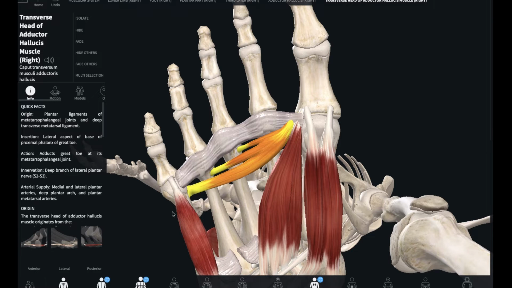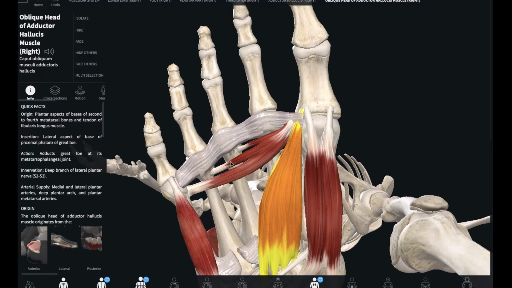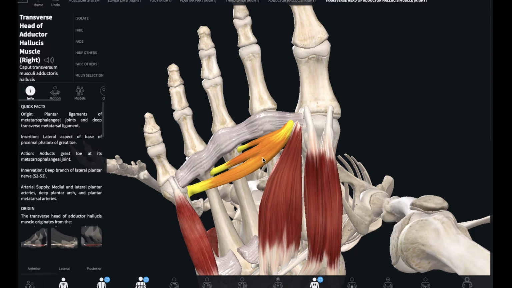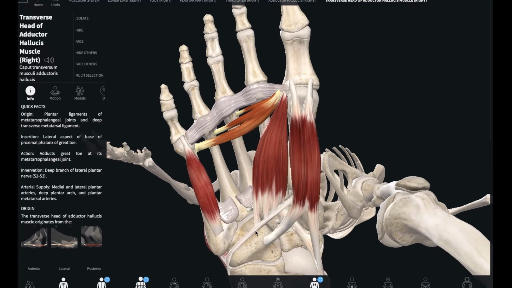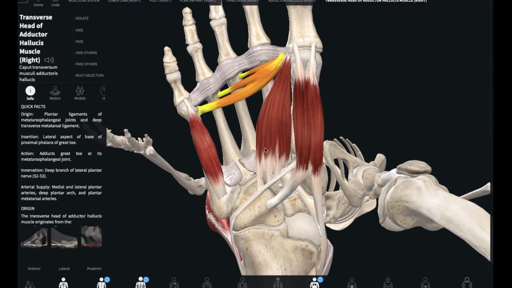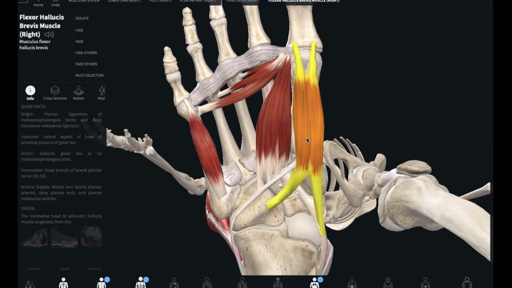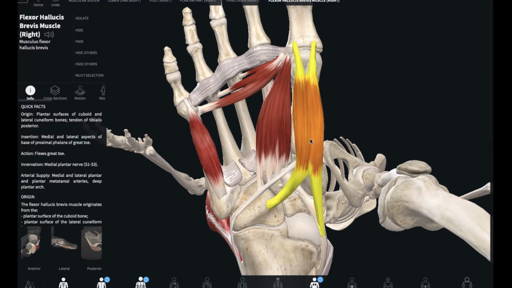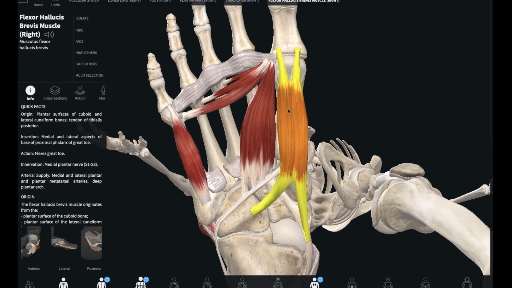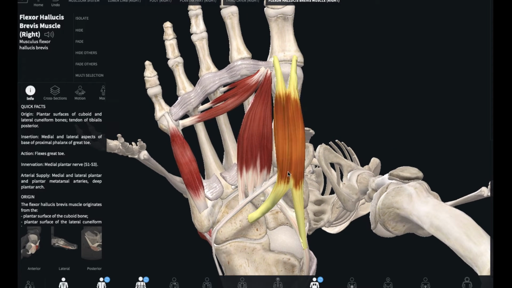Now, the nerve is for both of these. Let's double check. Deep branch of the lateral plantar nerve. Deep branch, so these are both from the lateral plantar nerve. These three, and then here, this would be on the medial plantar nerve because it's on the most medial side. I guess there's a very fine line between medial and lateral nerves. Anyways, you kind of get the point.